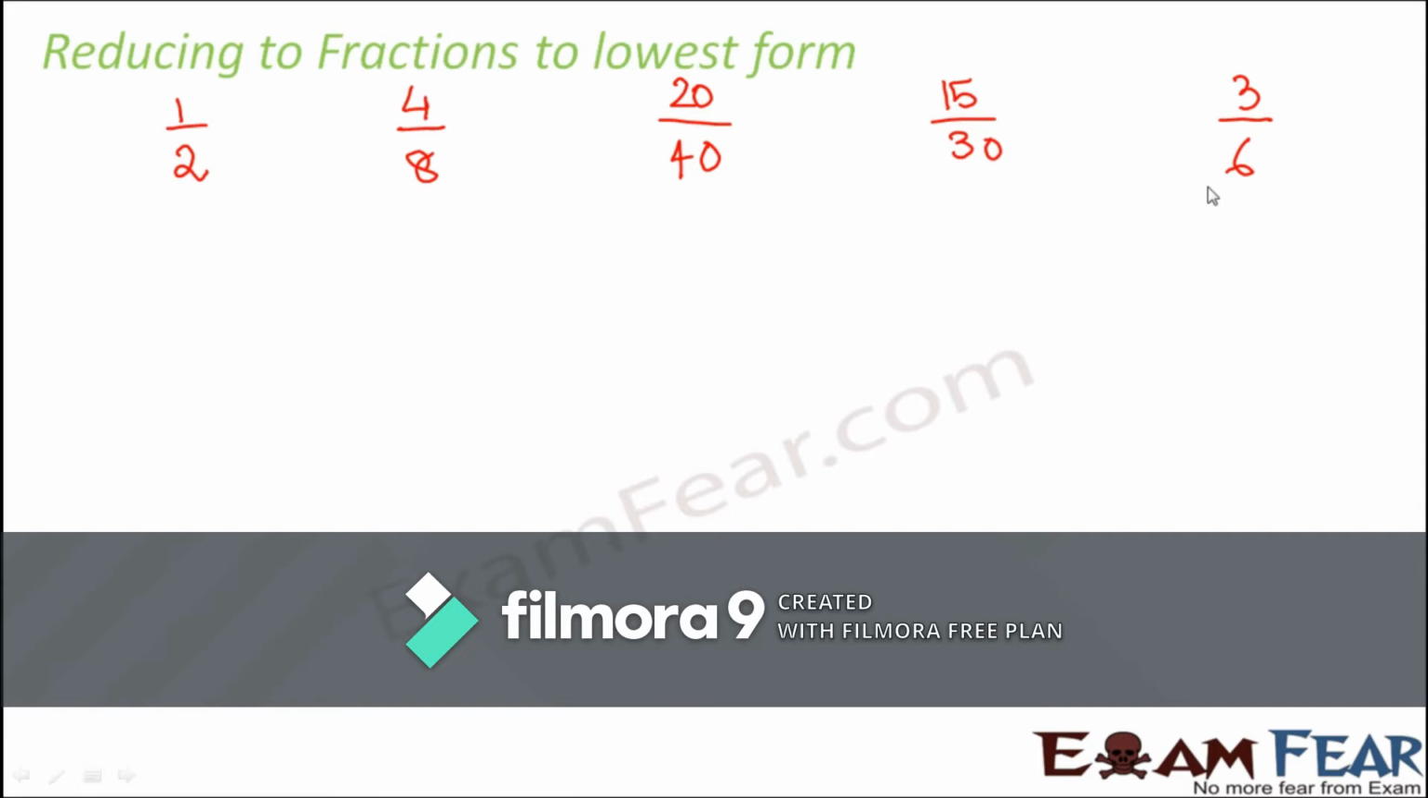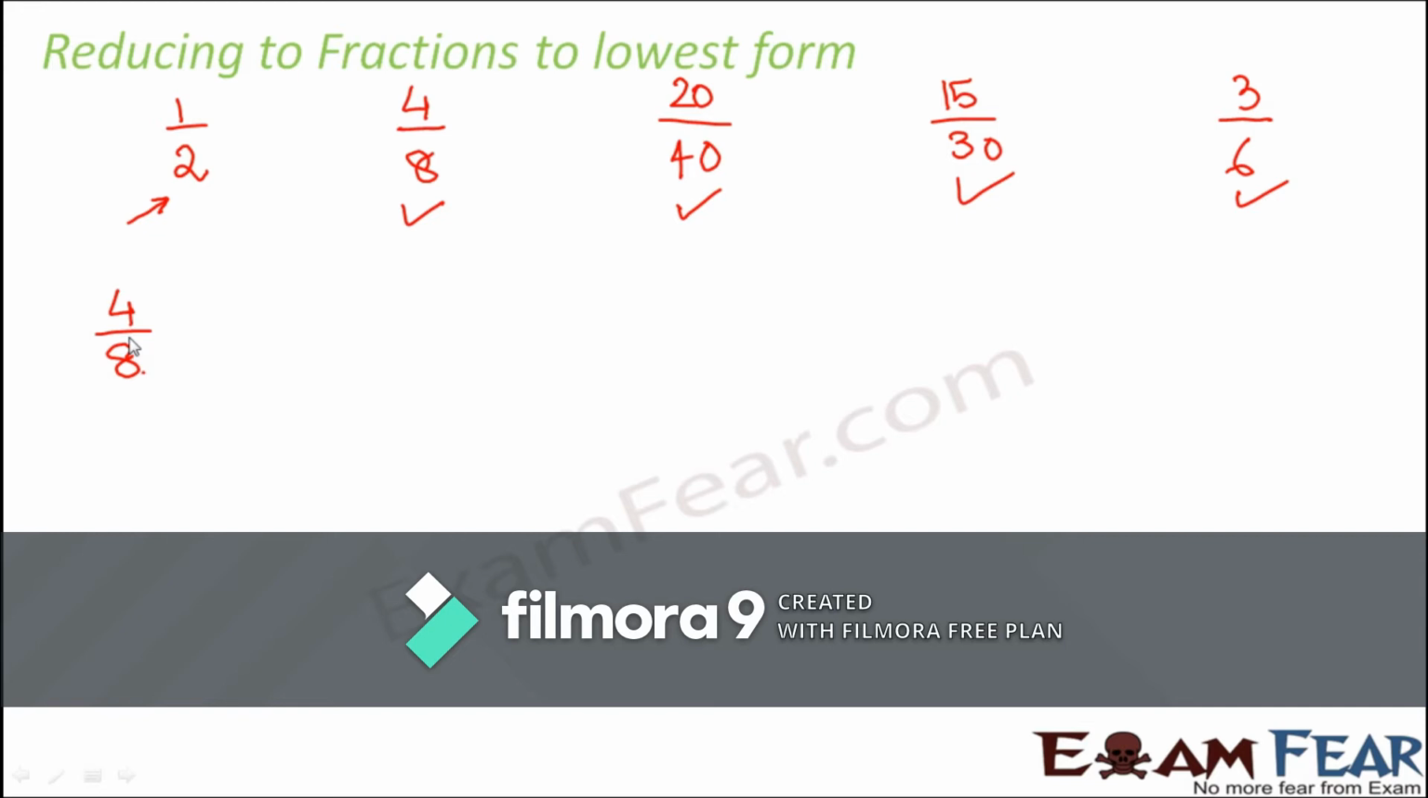Now certain fractions can be reduced to a lower form, but certain fractions cannot be reduced further. Out of these examples which I have shown, only 1 by 2 is at its lowest form. Everything else can be reduced. So how do we reduce a fraction to its lowest form? Let's have a look. Let's look at 4 by 8. This is possible only when there is a common factor between the numerator and the denominator except 1.